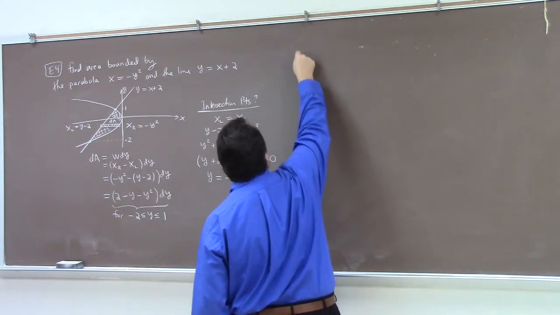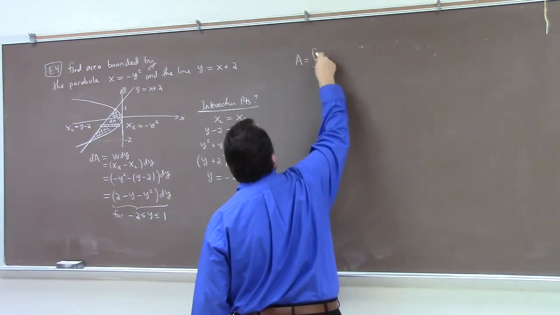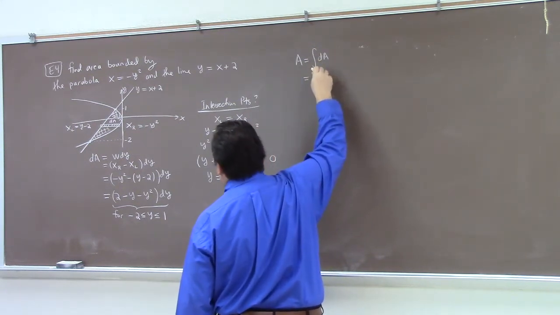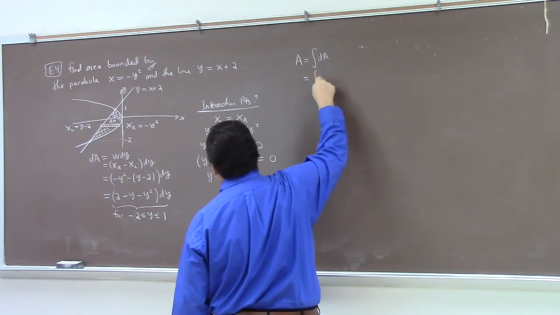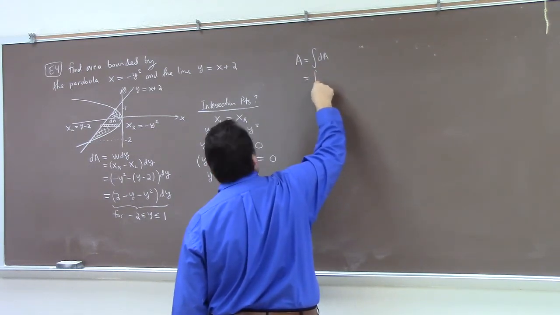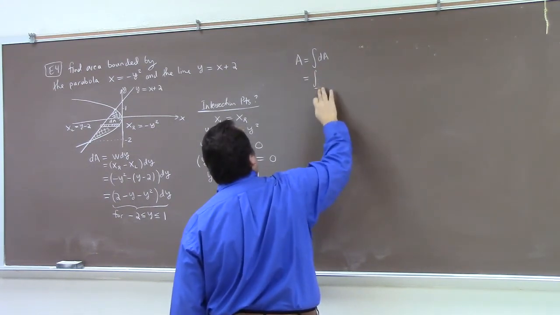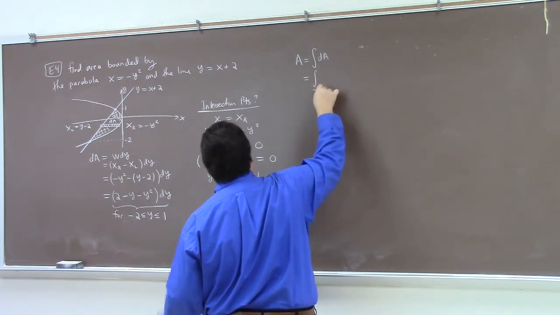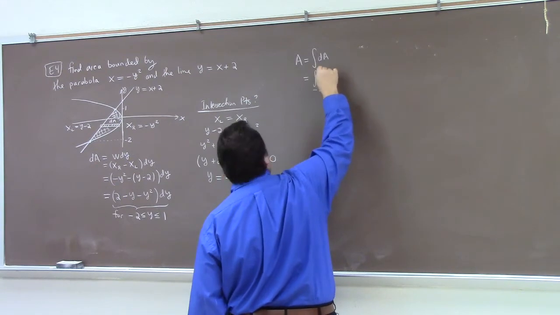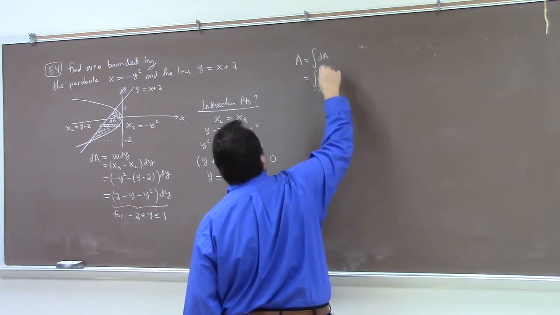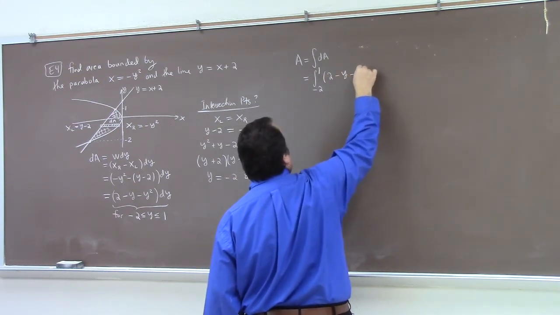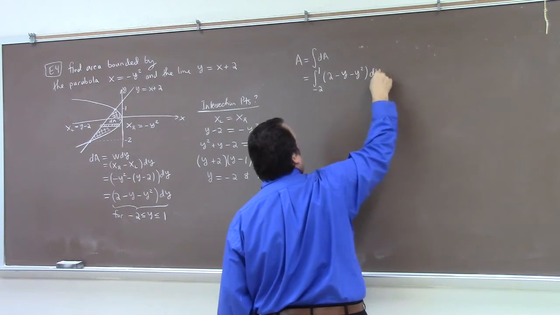So A, the integral of dA, which specifically here is the integral of, when I write integral of dA like that, that's an invitation for understanding the setup that I've drawn over here. It's just a guide, a mnemonic, if you will. So minus 2 to 1 of 2 minus y squared dy, all right?